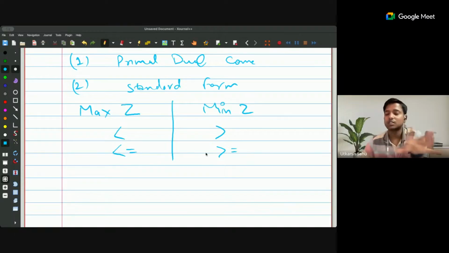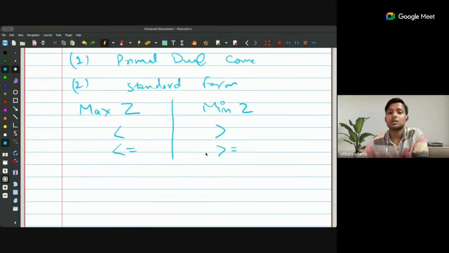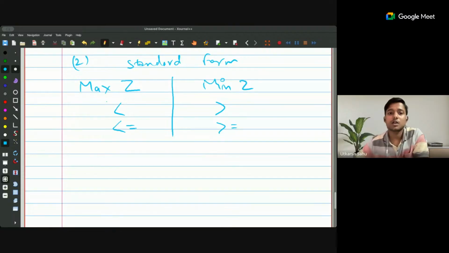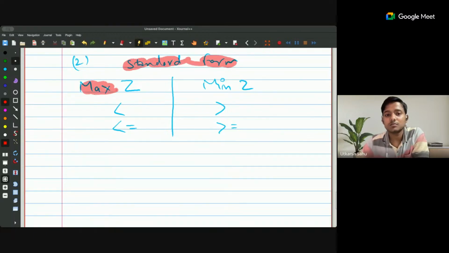गलती से भी equal to मत लिख देना. That is the blunder. First of all, I think standard form is very important, so I'm highlighting this one, standard form. In maximizing you need less than or less than equal to. In the minimizing case you need greater than or greater than equal to.